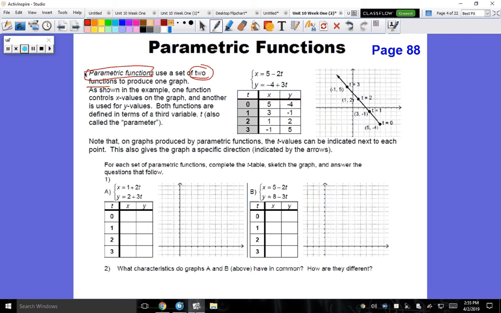Two functions produce one graph. It almost feels like x components and y components on vectors to run the route, okay? And running the route is the resultant. So think of these graphs as the resultant, and you have an x component and a y component acting on it at the same time. So one function controls the x, we'll do that in blue, and then one function controls the y. Both functions are defined in terms of a third variable called t. Very, very important. There's your parameter. Okay? That's what links these two together.